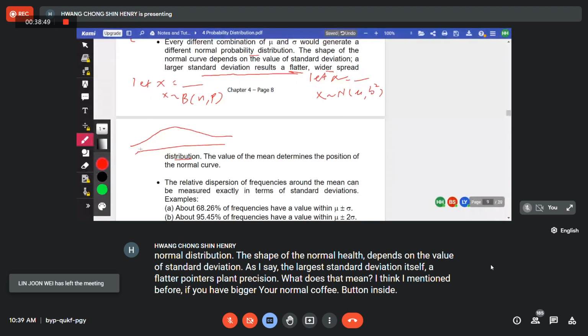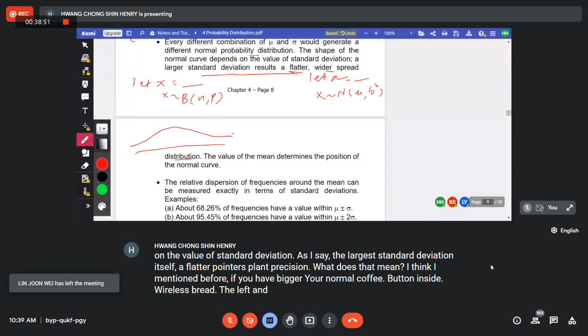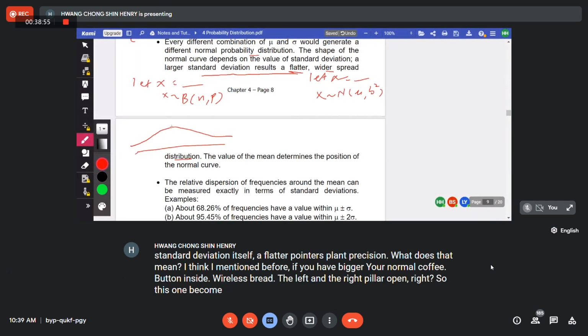Wider spread. The left and the right tail are open wide. So this one becomes flatter. What do you call it in Mandarin?